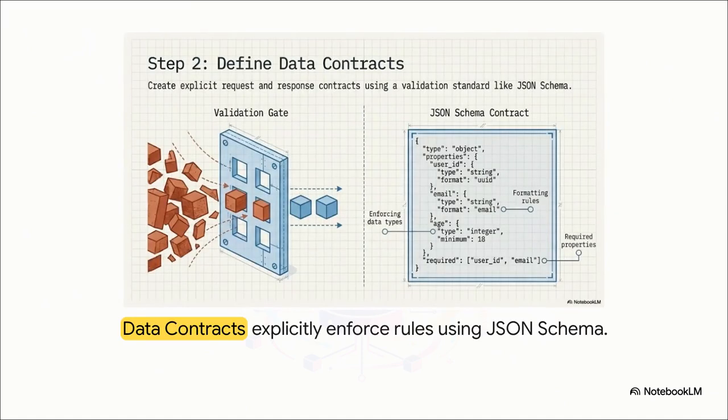Once we know what the payload should conceptually look like, we move to Step 2, defining data contracts. Think of this as building a rigorous validation gate. We use standards like JSON schema to explicitly declare exactly what is allowed through. We aren't just saying, hey, send me data. We're strictly enforcing data types, like ensuring an age is an integer with a minimum value of 18.